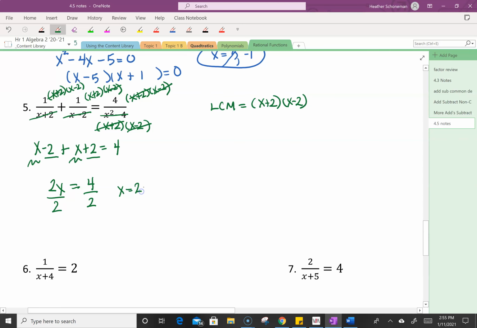X is 2. Okay, but now I need to check. If I plug 2 into the first fraction, I get 2 plus 2 is 4. That's no big deal. If I plug into the second fraction, 2 minus 2 is 0. Does that work? No, it does not. So that one answer that we got was extraneous, which means that nothing works. So if nothing works, that means that there is no solution.